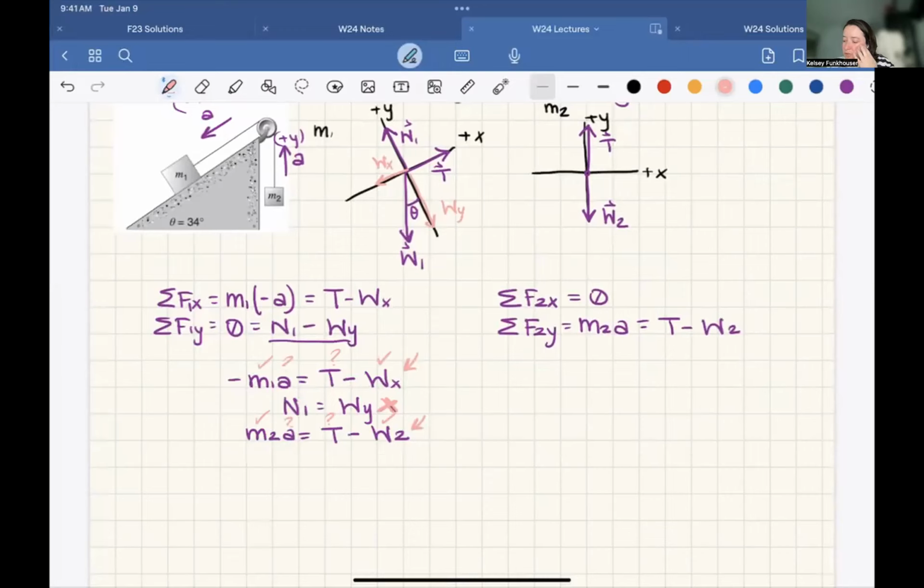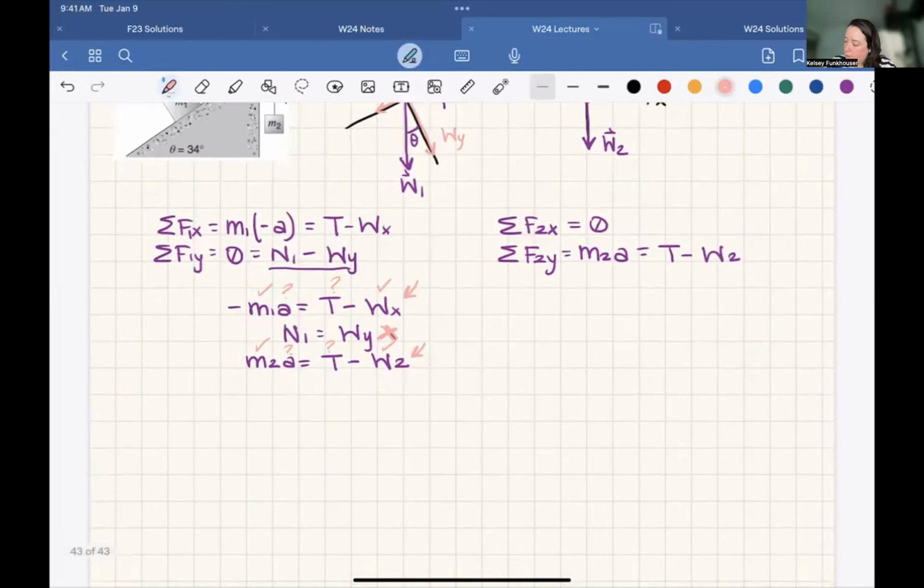So the thing to do is just solve one of the equations for one of the things. So maybe we will solve this equation for the tension, and that's just adding the weight to both sides. So we get tension equals mass times acceleration plus the weight of object 2. Okay, and now we can plug this in for tension into that equation. So that way we get rid of tension in the equation and we can solve for acceleration.